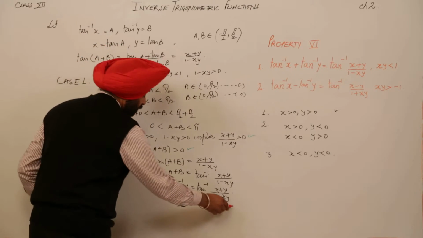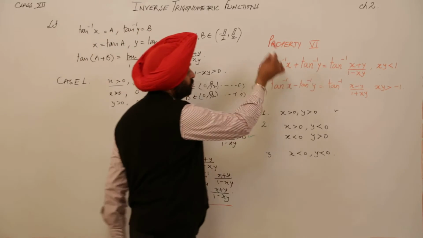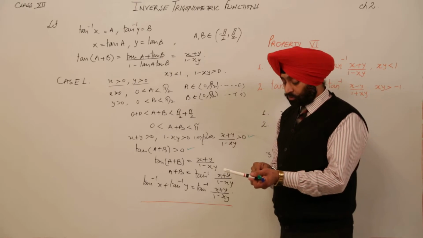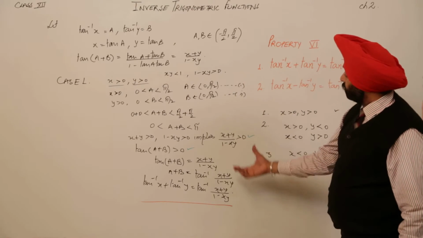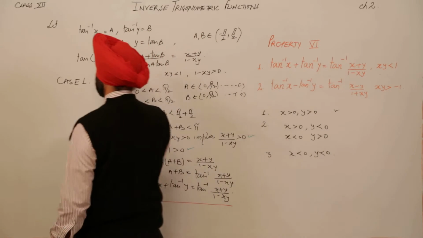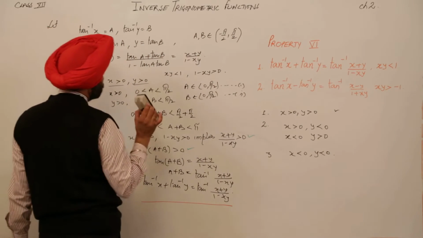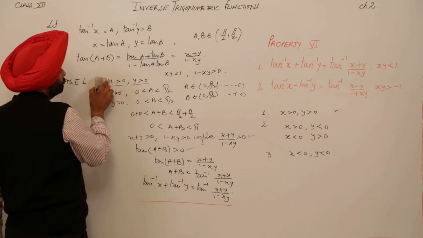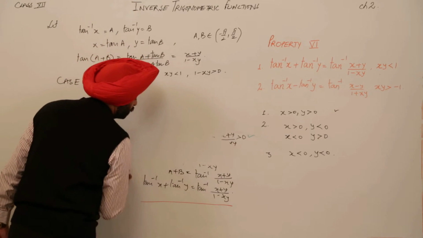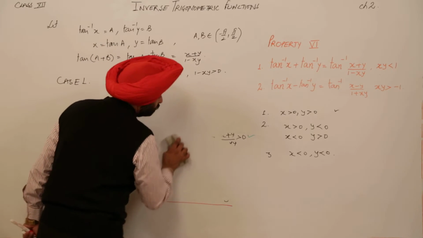What we have proved? The property is already given to you. And if x is greater than 0 and y is greater than 0, it implies this property. So now let's go with case 2. After this, let's move to case 2. Now what have I written for case 2? Now it is very simple.